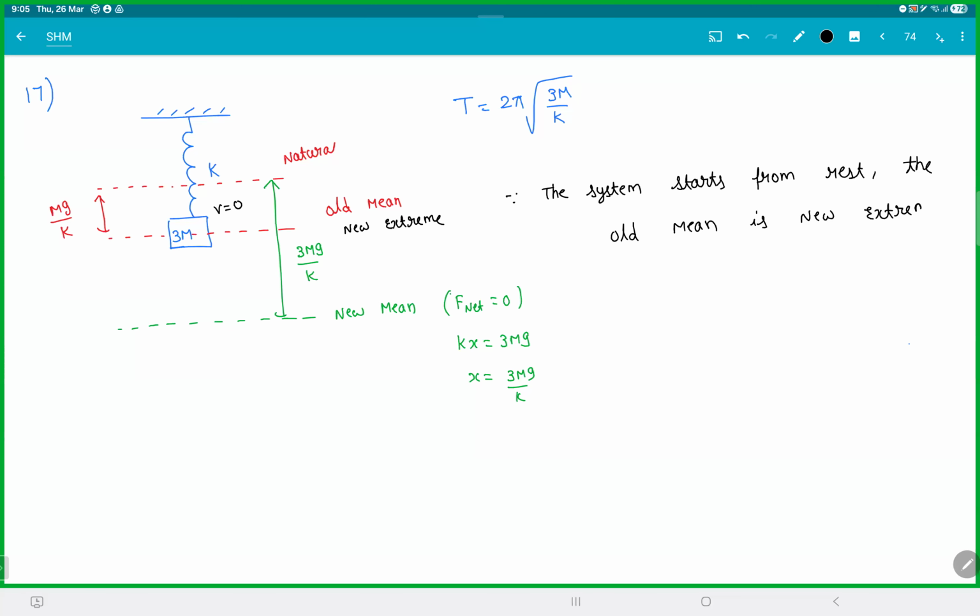Then you're done. What is the amplitude? The distance between the extreme and the mean position. So that means this distance must be your amplitude. And therefore, we can get amplitude A is equal to 2mg by k.